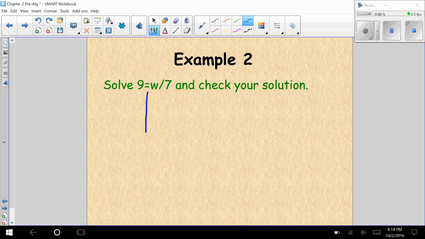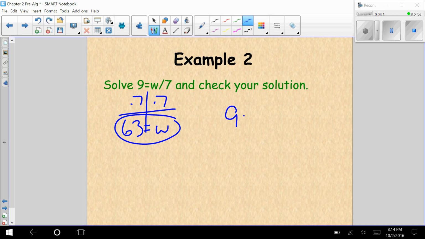All right, we're going to solve 9 equals w divided by 7. So I'm going to draw my wall. W divided by 7, so I'm going to multiply 7 to both sides. 9 times 7 is 63 equals w. So to check my work, I do 9 equals 63 over 7. 63 over 7 is indeed 9, so it checks out.